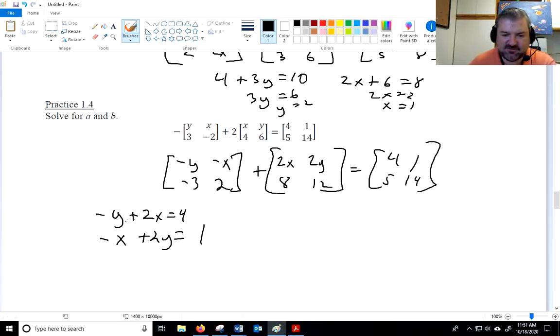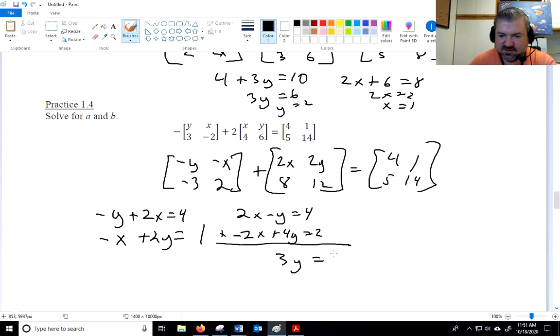I'm going to do just a little bit of rearranging. I'm going to rewrite this top equation as 2x minus y equals 4. And the bottom equation I'm going to multiply by 2, making it negative 2x plus 4y is equal to 2. I'll add these two equations together. I get 3y equals 6, so y equals 2.